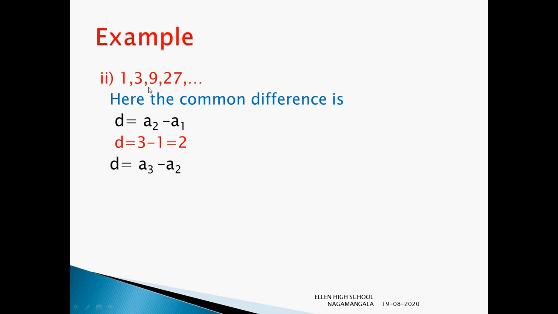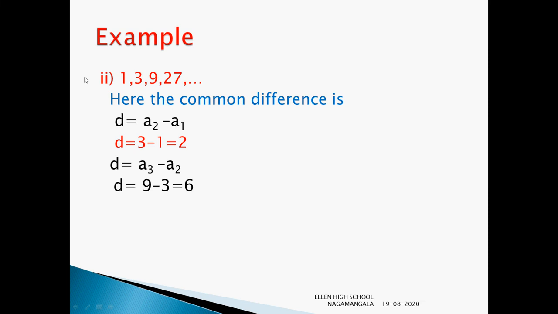We have to find one more common difference, that is third term minus second term, a3 minus a2. The third term is 9 and the second term is 3. 9 minus 3 we are getting 6. See here, for the first two terms the common difference is 2, that means the second term minus first term gives 2. But for the third term and the second term we are getting common difference 6. Here we are getting different common differences. That means the common difference is not same here. I already told you, if the common difference is same, then only we can say it is an AP. Otherwise it is not an AP.